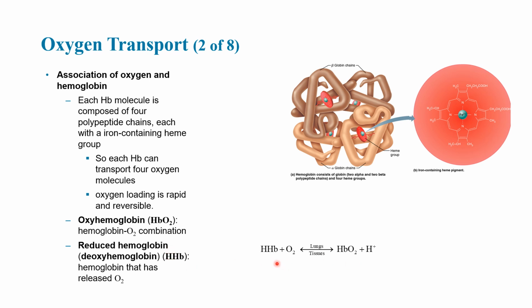Let's see here. So this is HHb plus oxygen. When it combines, this H is released, right? So this is the H which is written here. We will go over it and it will become more clear to you. But right now, this is how oxyhemoglobin is written, and this is how we write reduced hemoglobin. And one hemoglobin molecule transports 4 molecules of oxygen.